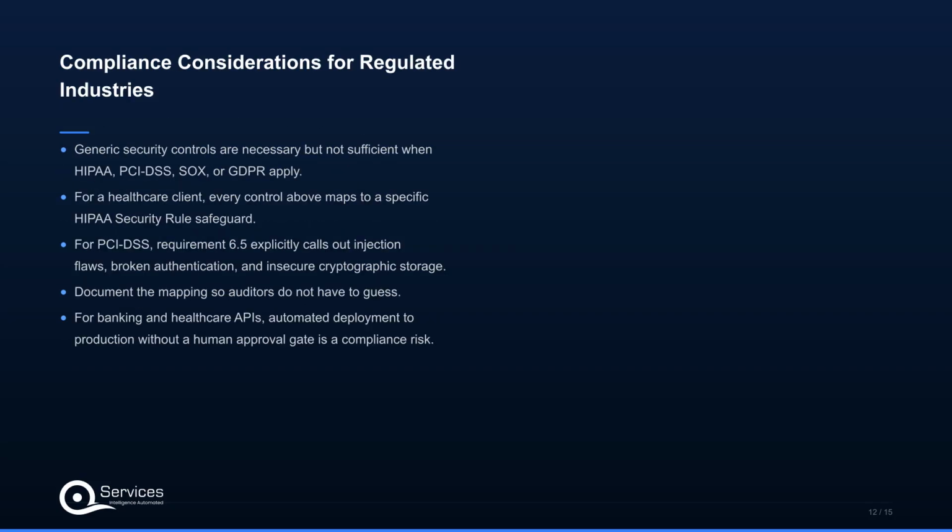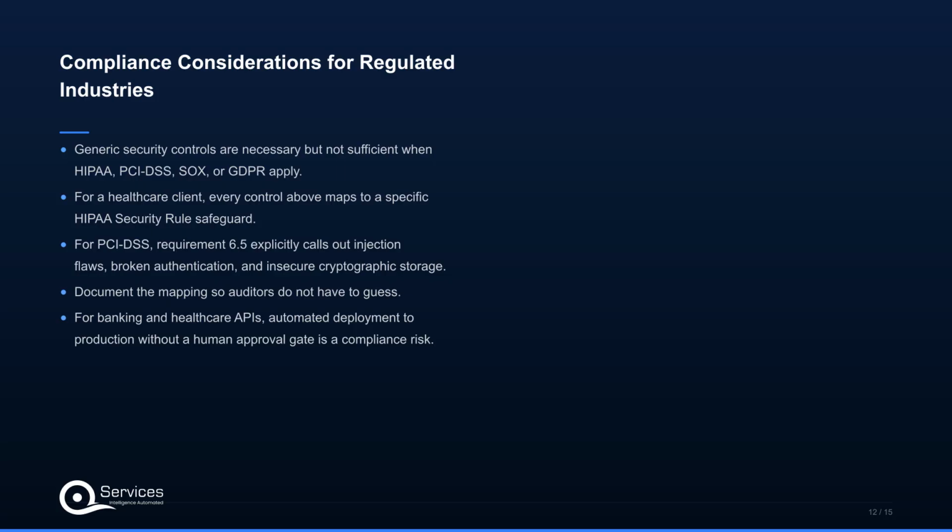Next up, compliance considerations for regulated industries. Generic security controls are necessary but not sufficient when HIPAA, PCI DSS, SOX, or GDPR apply. For a healthcare client, every control above maps to a specific HIPAA security rule safeguard. For PCI DSS, Requirement 6.5 explicitly calls out injection flaws, broken authentication, and insecure cryptographic storage. Document the mapping so auditors do not have to guess.